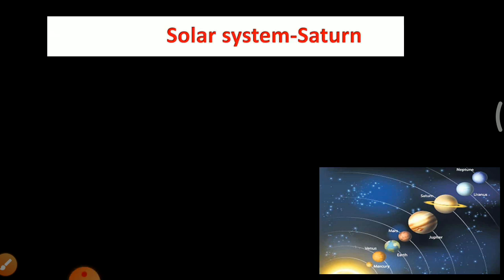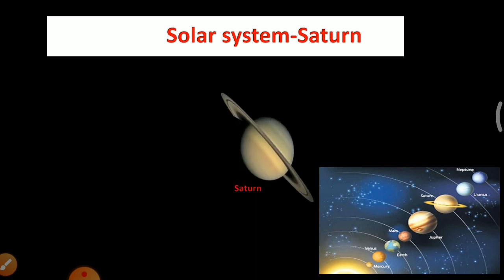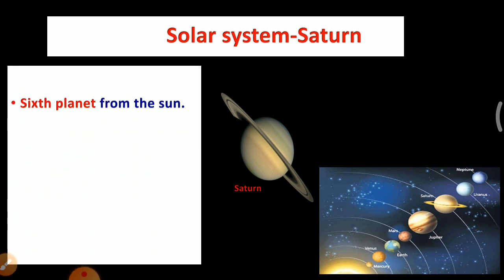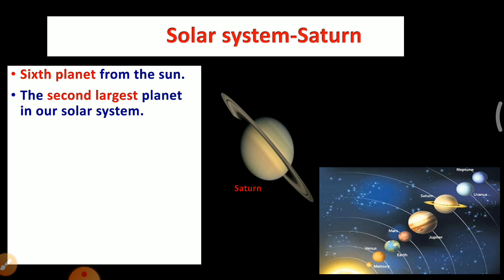And the next planet is Saturn. Look here, this is the image of Saturn. Count where it is placed: 1, 2, 3, 4, 5, 6. It is placed sixth planet from the sun, and it is the second largest planet in our solar system. The first largest planet in the solar system is Jupiter. The second largest planet in the solar system is Saturn.